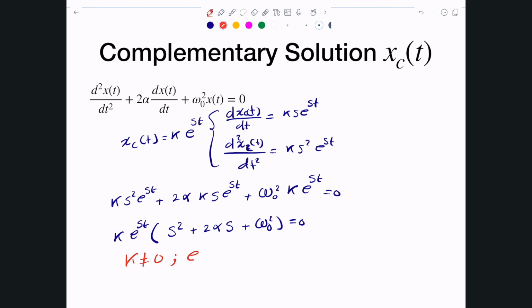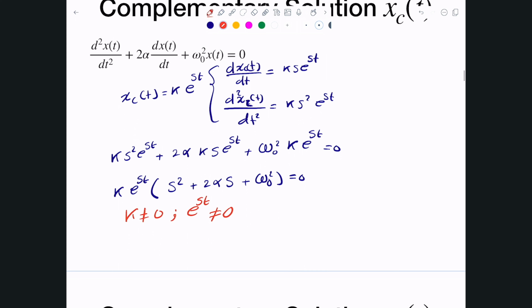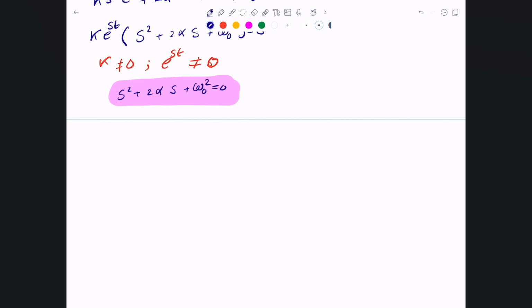The other thing that cannot be 0 is e to the power s t, because t would have to go to negative infinity for that to become 0. So it cannot be 0. That leaves us with the equation s squared plus 2 alpha s plus omega 0 squared equals 0. And this here is what we call a characteristic equation, or sometimes the auxiliary equation.